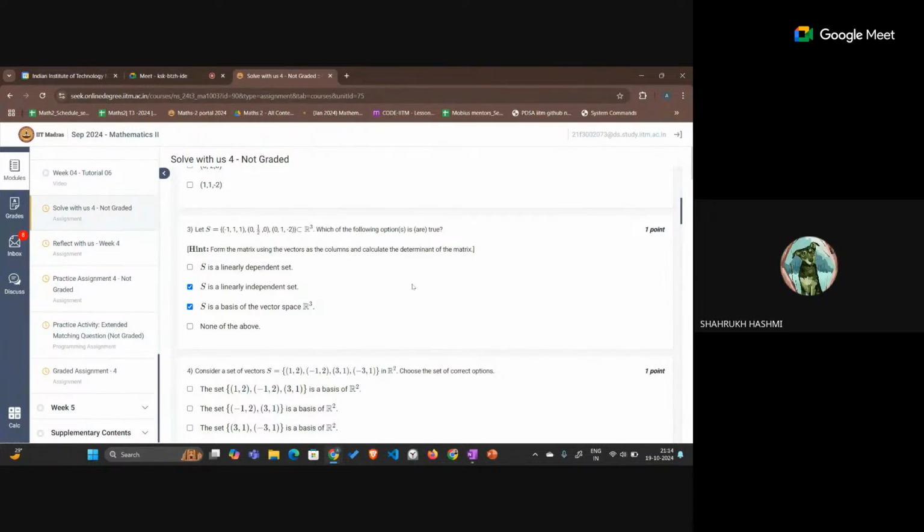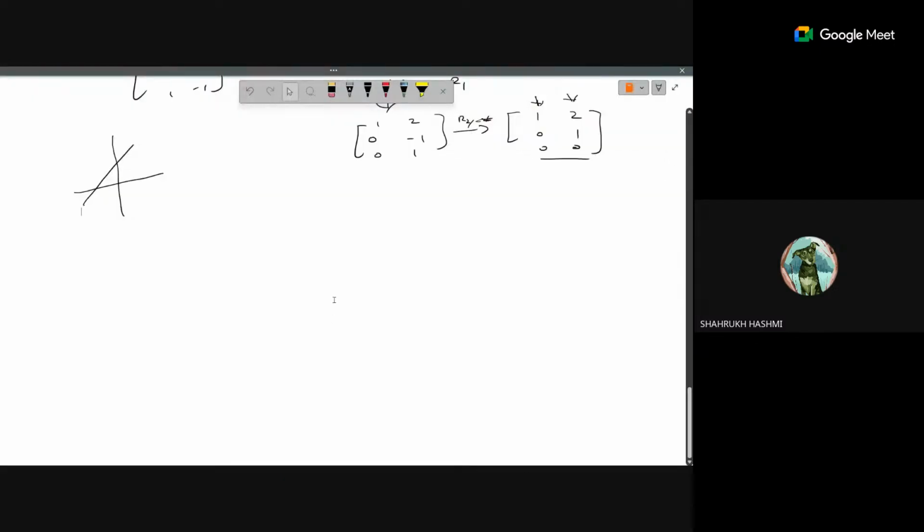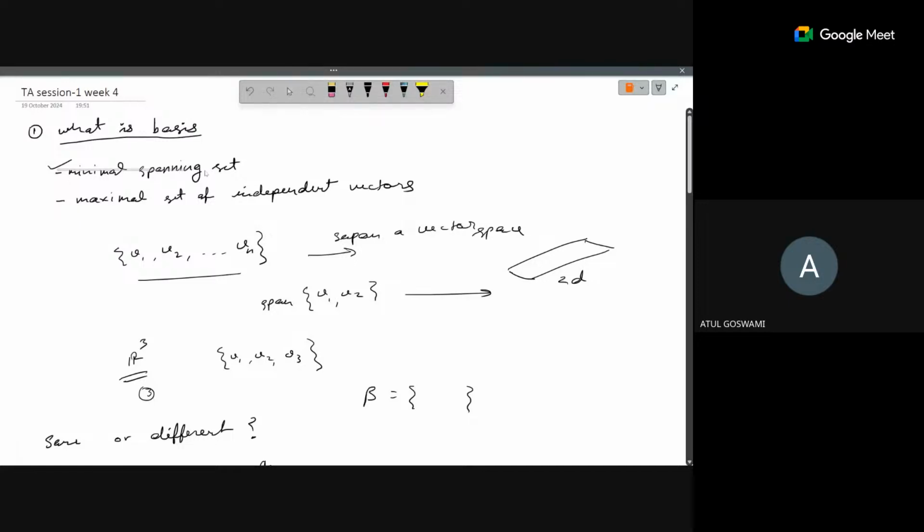I just want to understand the basis part a little bit. Basis is where the set of vectors satisfies these two conditions. Maximal independent vectors. So what are the maximal independent vectors in R3? Three, right? So if we get three independent vectors in R3, we get a basis. And the second statement is equivalent to the first.